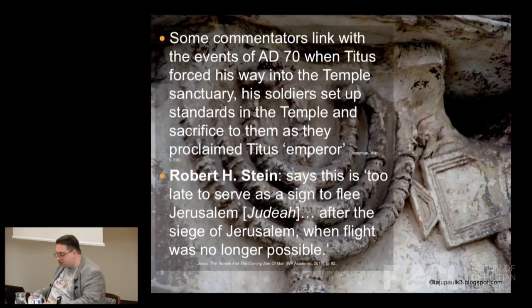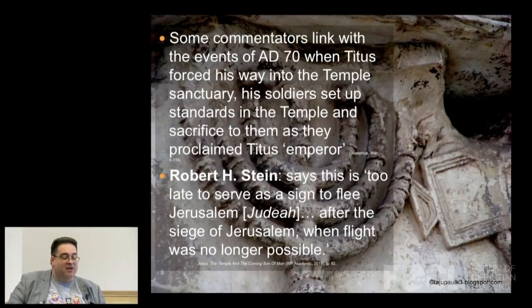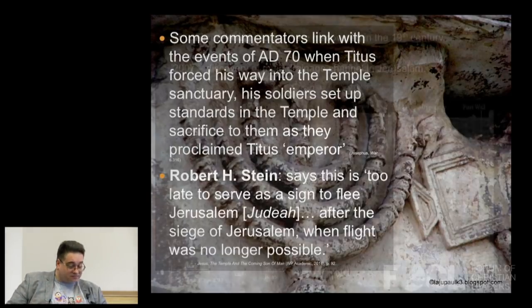But commentator Robert Stein, in a book that I otherwise recommend, Jesus, the Temple and the Coming of the Son of Man, argues that this event in AD 70 is too late to serve as a sign to flee Jerusalem, he says, although actually what Jesus says is flee Judea, which is broader than Jerusalem, because it's after the siege of Jerusalem when flight was no longer possible.